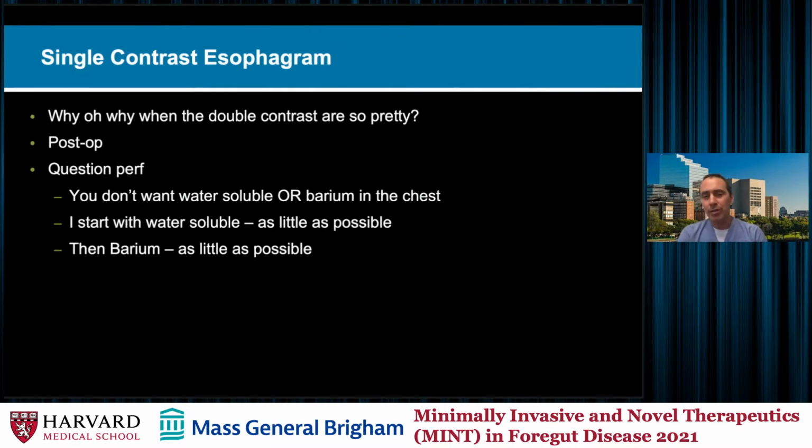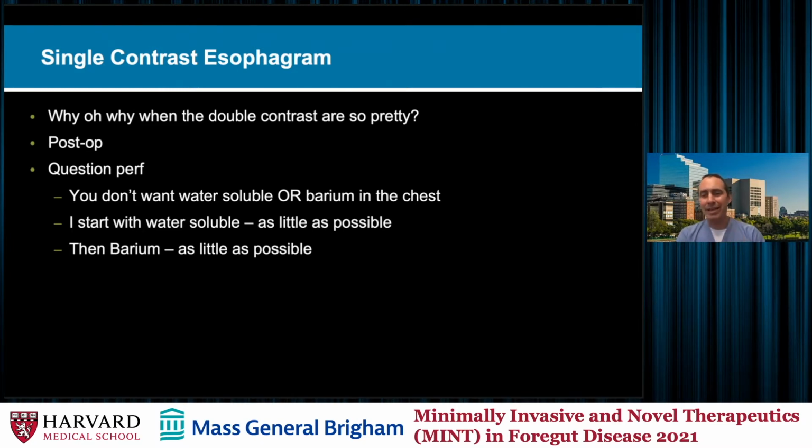Well, I use water soluble, but as little as possible, right? So small sips. Now, why am I going to use both when I don't want to use either? Good question, Dave. Thanks. The reason is because water-soluble is less damaging than barium, but it is less sensitive. Barium is denser. We see it better, and we're more likely to see the leak. And so if you have a big, huge leak, you'd rather have used the water-soluble, just a small sip, and you stop.